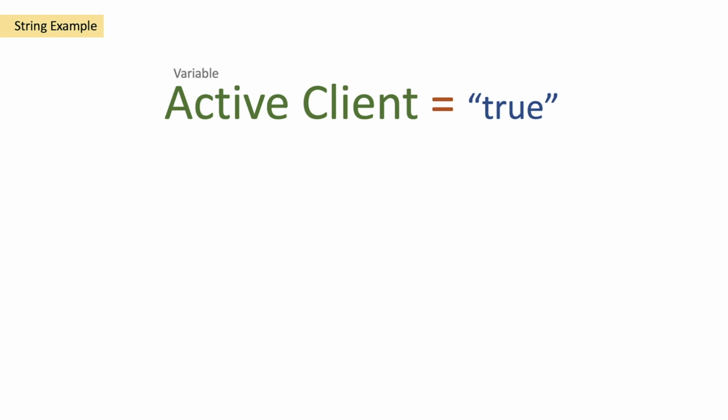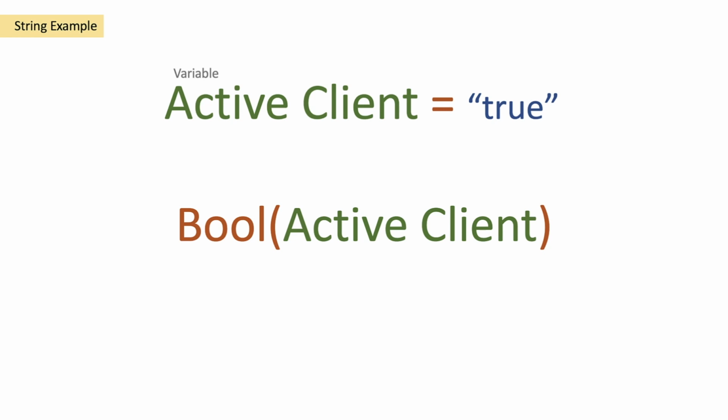The bool function, we can then pass in our string, our true or false value, and then what it does is it converts it to an actual bool value. It converts it to true or it converts it to false. It's no longer a string. So let's actually take a look at this on Power Automate then.